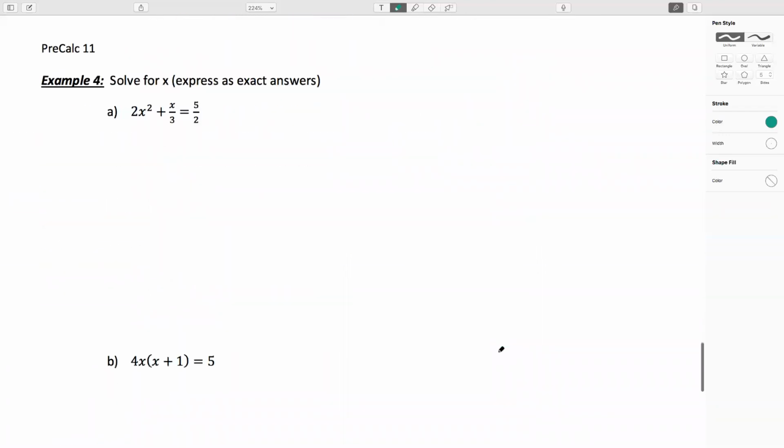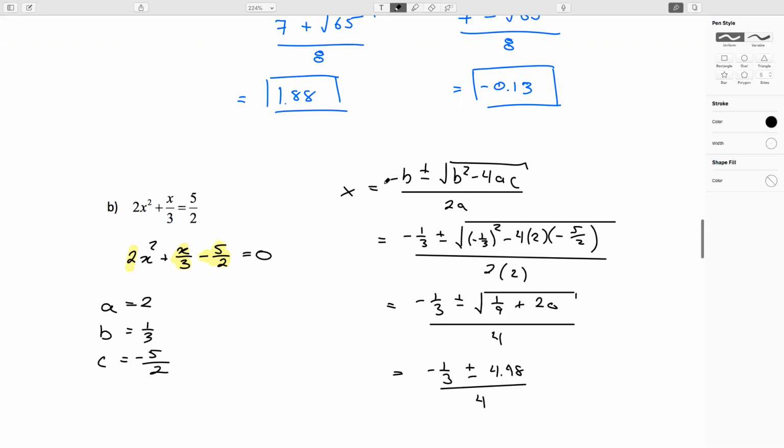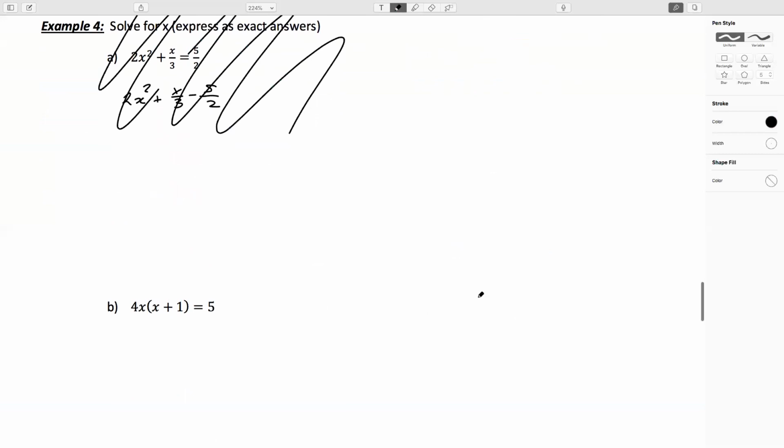So we've got a couple more questions to do. So this first one here, 2x squared plus x over 3 equals 5 over 2. We're going to move 5 over 2 to the other side. So it's 2x squared plus x over 3 minus 5 over 2. Wait a minute. That's the same question. I suppose we won't be doing this question. But we can do the last one.